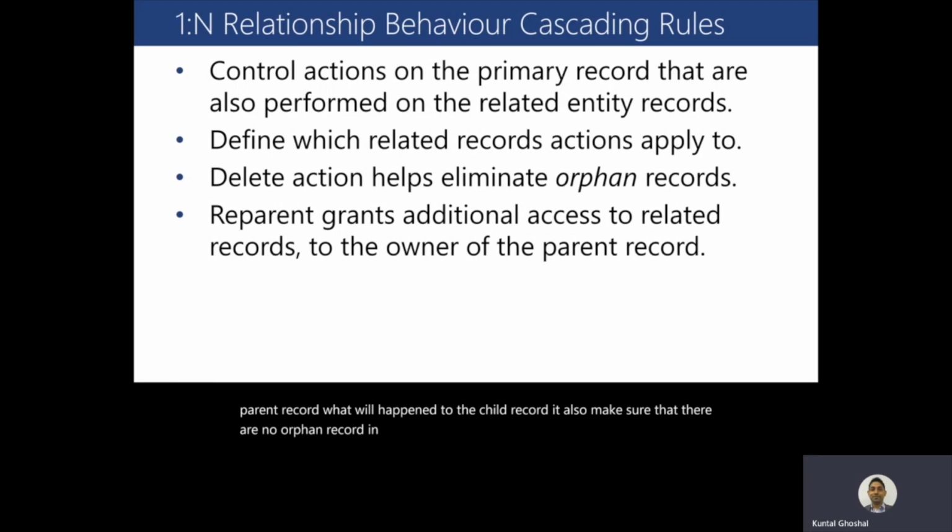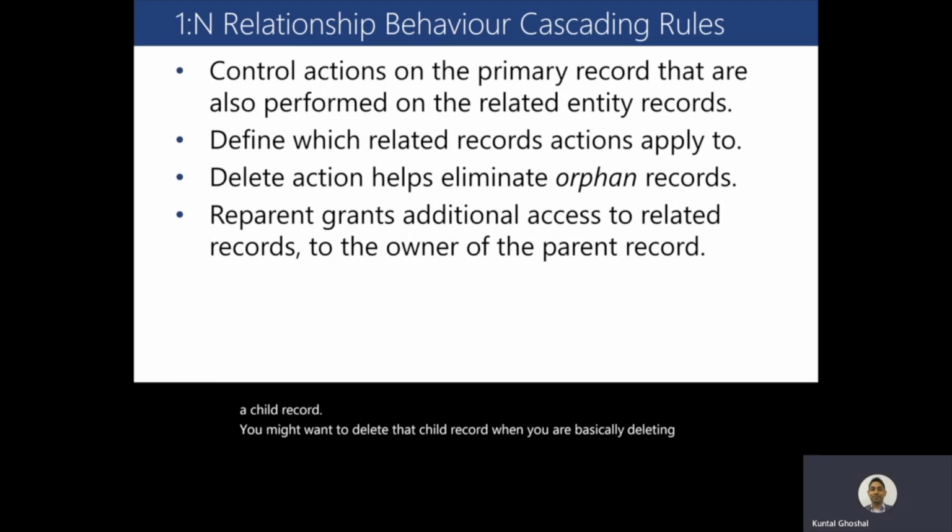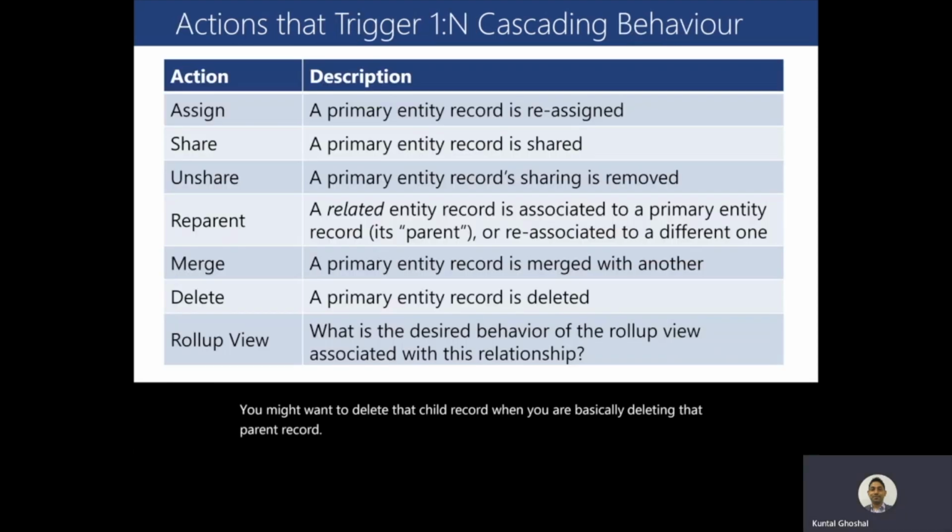So when you are creating a parent record and a child record, you might want to delete that child record when you are deleting that parent record. Some of the actions trigger this one-to-n cascading behavior.